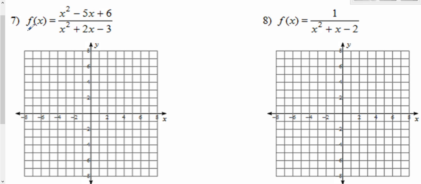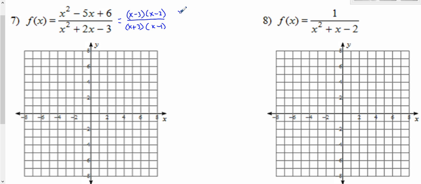This is test review 4.5, numbers 7 and 8. So I'm going to factor the numerator and denominator. I will get x minus 3 times x minus 2 over x plus 3 times x minus 1.